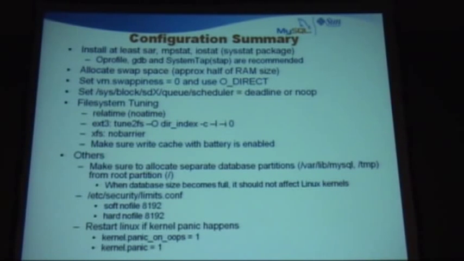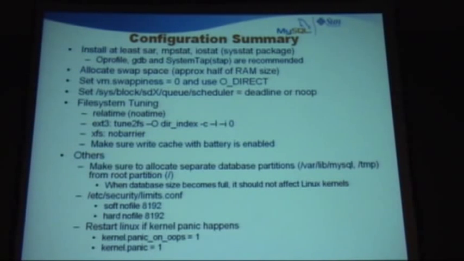Okay, this is the final slide, the configuration summary. Install at least the tmpfs, iostat, and sysstat packages; oprofile, GDB, and SystemTap are recommended. Allocate swap space, set vm.swappiness to 0, and use O_DIRECT. Change the IO scheduler to deadline or noop. File system tuning is important. Also allocate separate database partitions from the root partition, so that when the database becomes full, it doesn't affect the root filesystem.